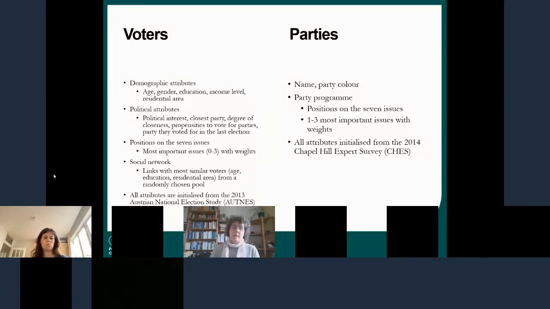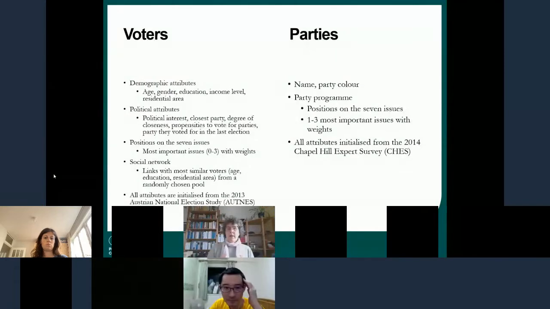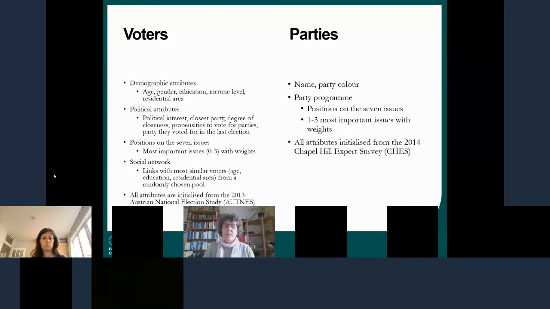Then parties have a party program that's also modeled as the positions on these 7 issues, with 1 to 3 of them identified as most important for this party. And all their attributes are initialized from the 2014 Chapel Hill Expert Survey.